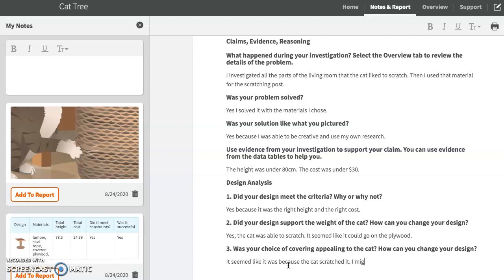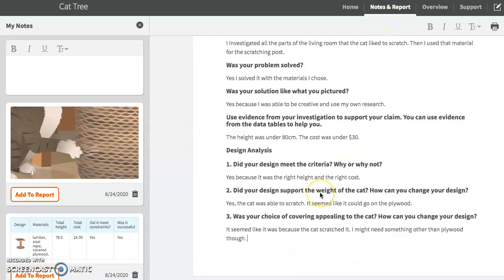I might need something other than plywood though. Kind of just talking and looking and seeing, but the cat didn't exactly jump on that plywood, so maybe we need something different from that.